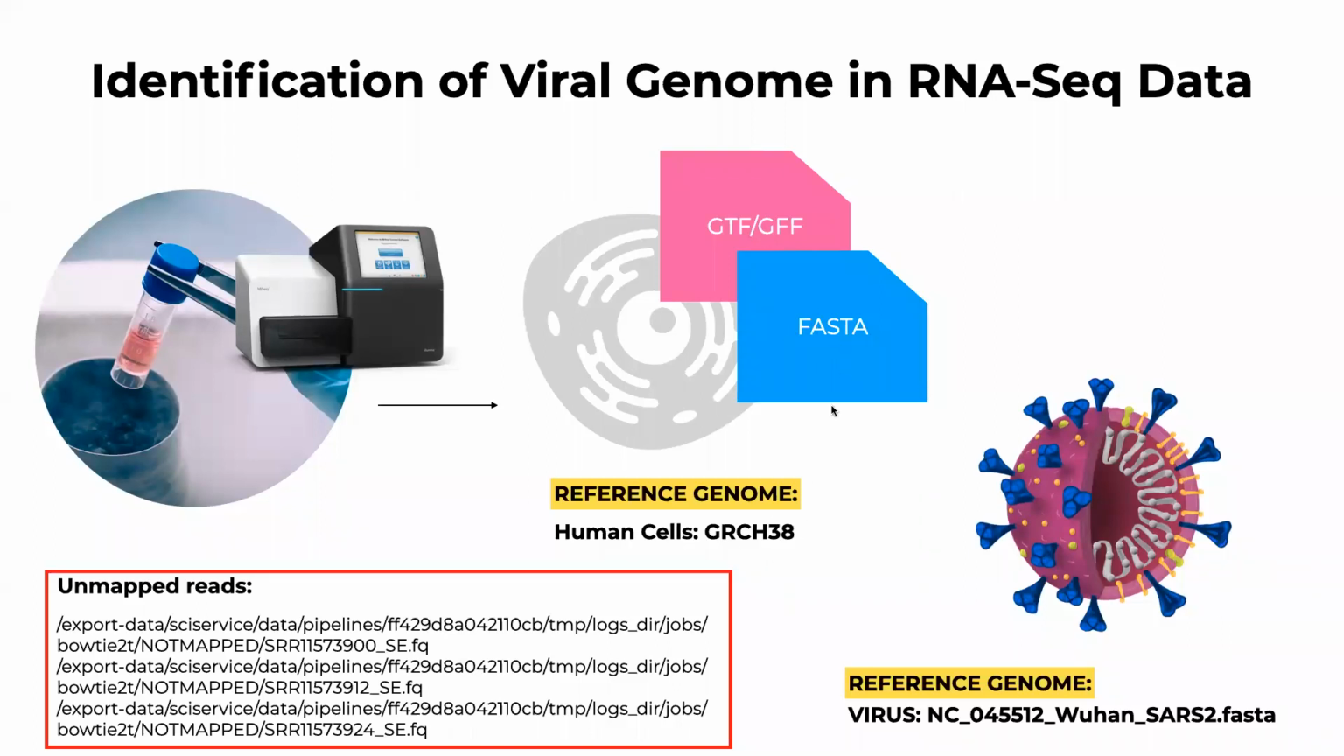And then once we have those mapped, we want to take the unmapped reads, so reads that did not map on the human genome, because we suspect that they are viral genes. So instead of looking at the human genome, we're going to start looking at the viral reference genome. And here we have the link to the viral reference genome.